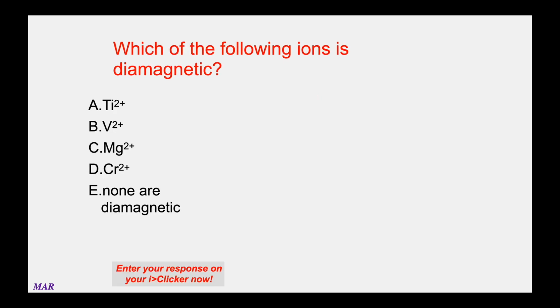Which of the following ions is diamagnetic? And there's 4 possibilities here. Now, diamagnetic ions have just as many up electrons as down electrons. Paramagnetic ions have at least 1 electron that's up without a down or down without an up. Use this information to see which one, if any of them, are diamagnetic.